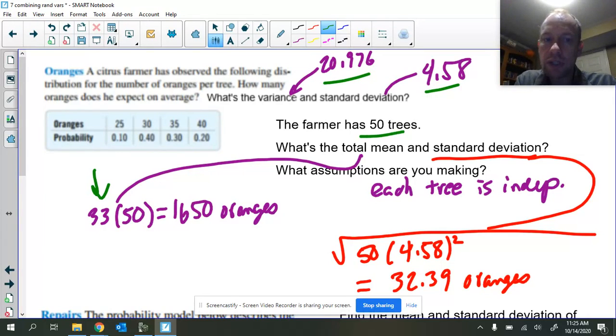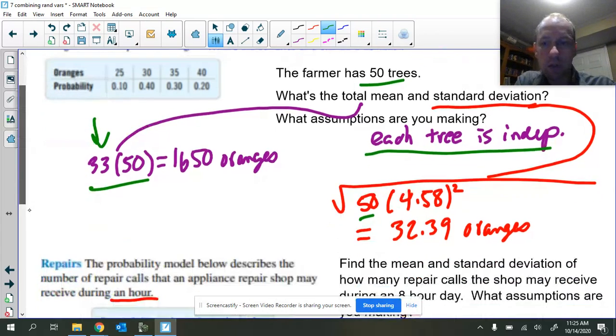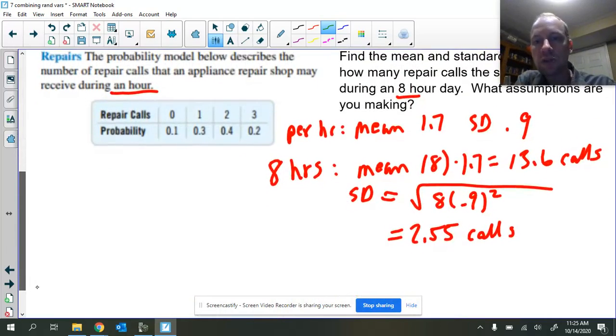So if you have 50 trees, just multiply 33 times 50. Boom, there's your mean. Mean is always easy. Shouldn't second guess yourself on that. And we're assuming that if each tree is independent, that we can use the Pythagorean theorem of statistics 50 times. So 4.58 squared plus 4.58 squared plus 4.58 squared, 50 times that you do that addition. And so you should have got 32.39 oranges. Don't forget your units to do this in context.